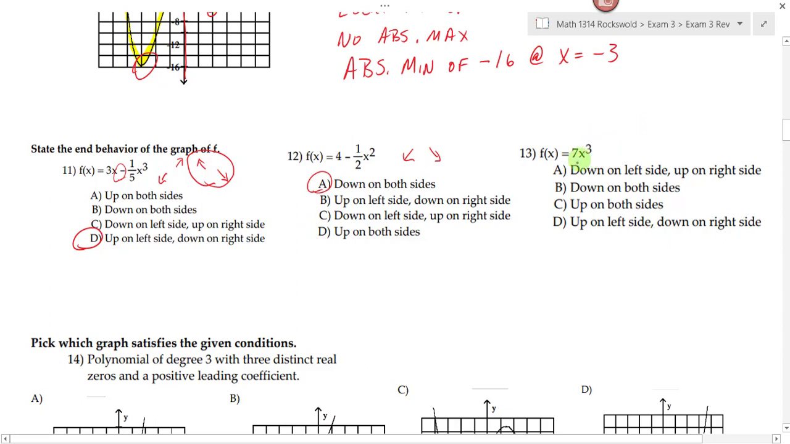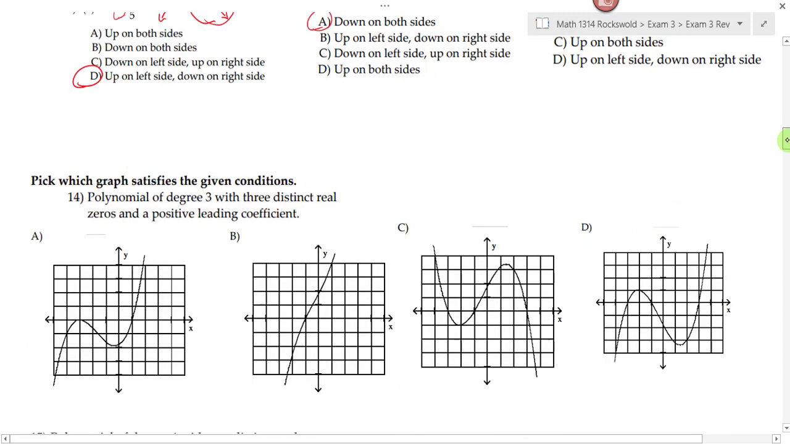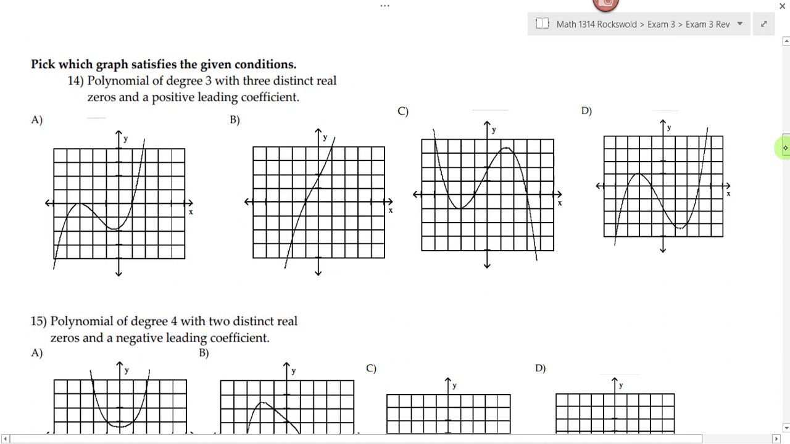Opposite directions. Will they go like this or like this? The first one, because positive people start at the bottom and work their way up, so it's going to look like that. So we'll be going down on the left and up on the right. You need to have that endpoint behavior memorized.